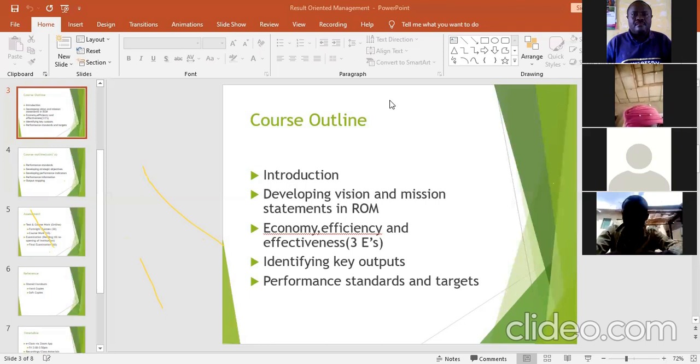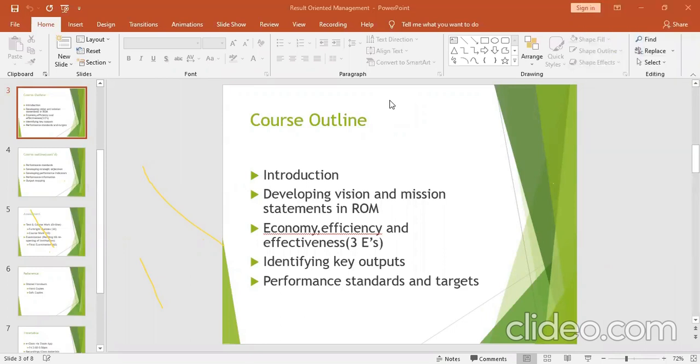Many managers looked at ROM with poor attitude, because some of the managers were used to the bureaucracy, the wrong procedures and red tape. And they are used to producing results after a long period of time. So due to that, some managers and even other employees have been resisting ROM. So resistance to change is one of the barriers that has been encountered due to the introduction of ROM. Number two, corruption.